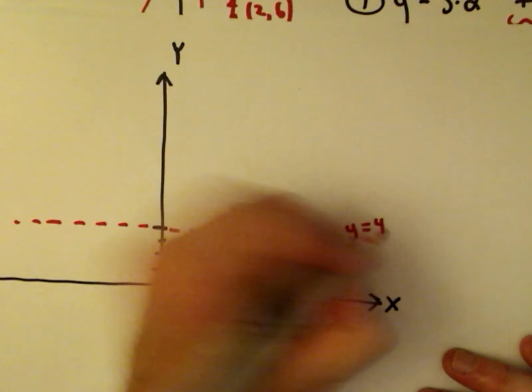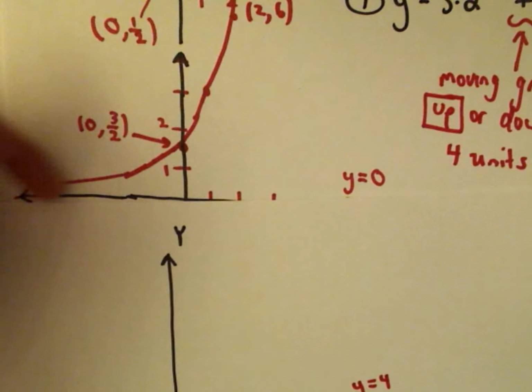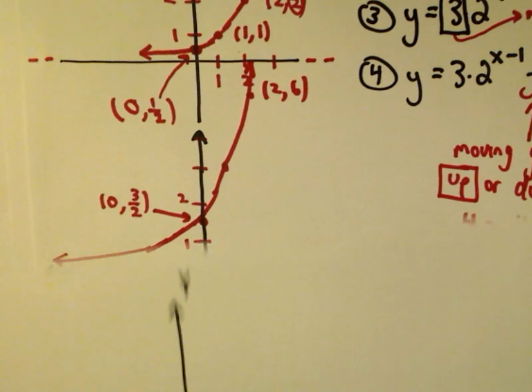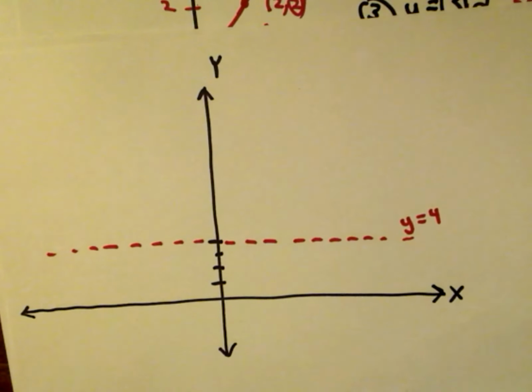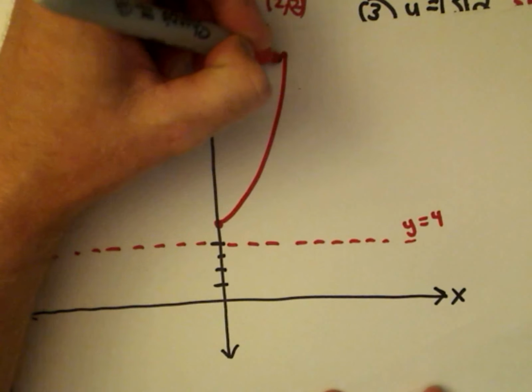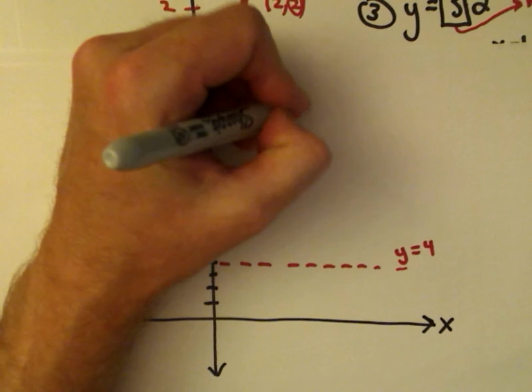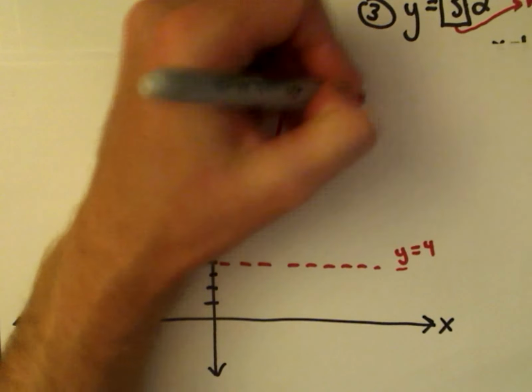And otherwise, the graph would look exactly the same. If you could imagine taking this graph and just picking it up 4 units, that's what it would look like. So I'm going to make, again, just a rough graph here. And that would be a very rough graph of y equals 3 multiplied by 2 to the x minus 1 plus 4.